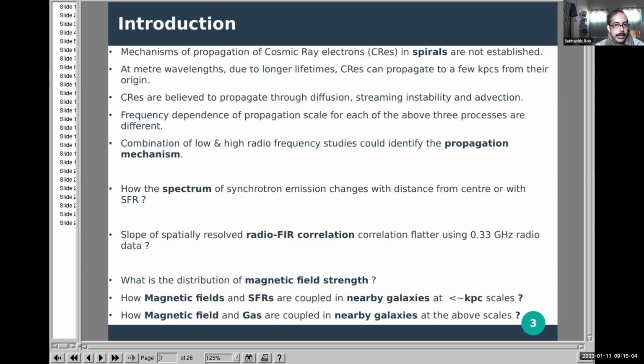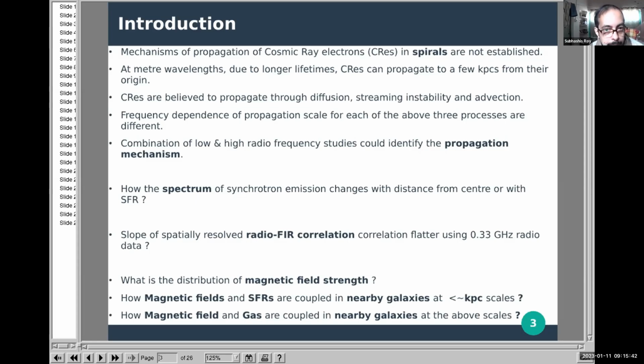Now the issue is, when I say that they are not established, these are all believed, but it has not really been shown which one is responsible. These are all done by someone in a paper putting it in. There are different models; you assume a model and then try to fit it. Often the observed propagation scale could be explained by a combination of these, and there is no unique mechanism that we have been able to establish as of now.